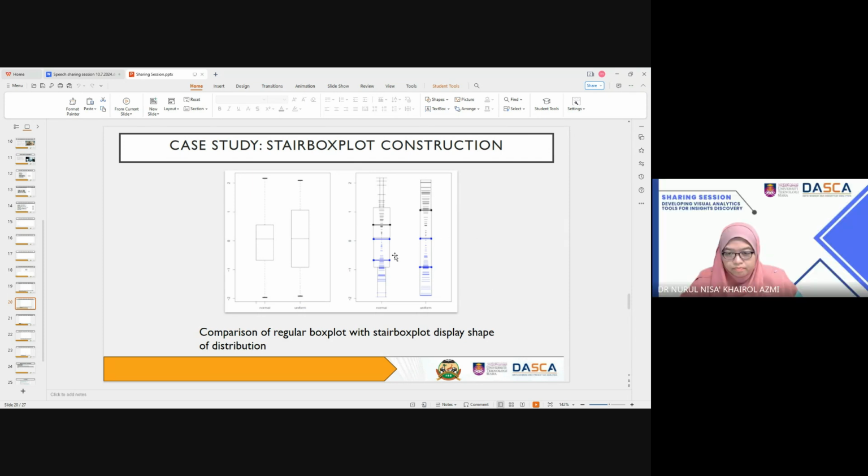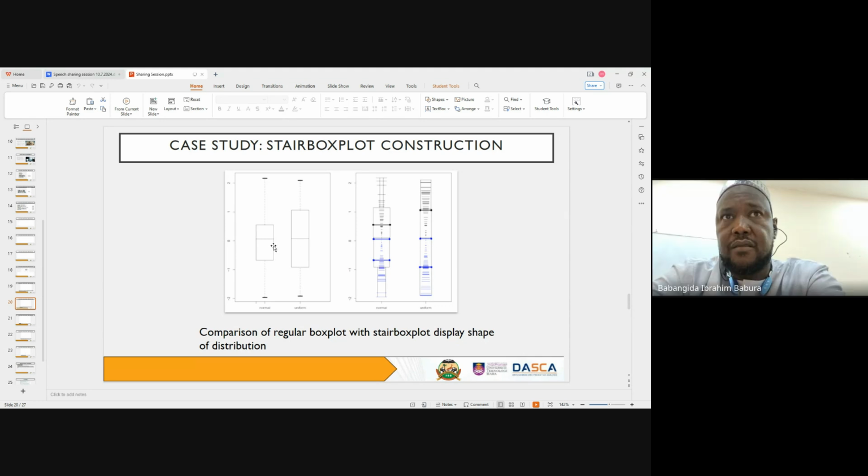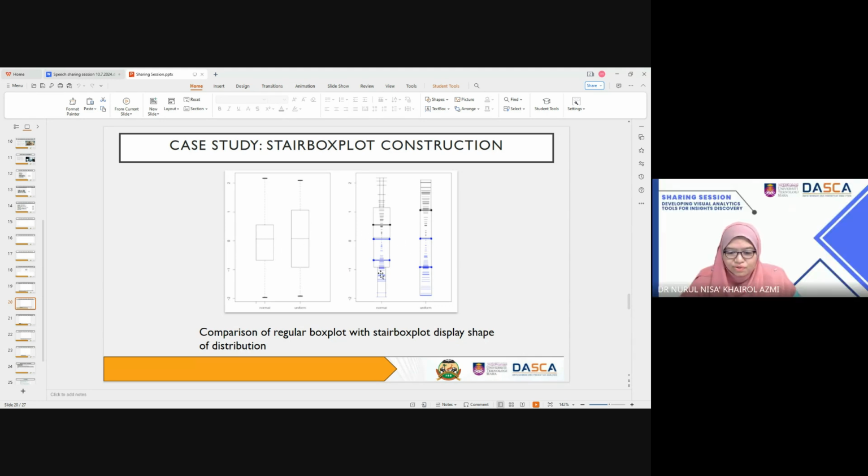Okay. So basically, if the data is normally distributed, are the box plot and the stair box plot equally good, or does the stair box plot work much better compared to the box plot?